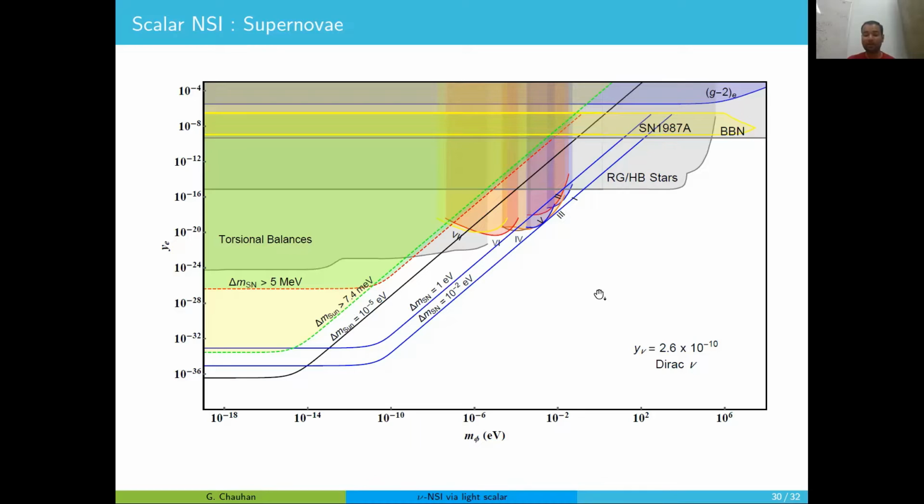Okay. These are kind of not constraints. The constraints from the sun and supernova are only from here. The other ones are just projected lines if the scalar NSI is around. So if it's around 10 to the power minus 5 eV level, then you will see that the allowed region is around this area. These are just projections of those quantities. I should have mentioned that. Thank you.